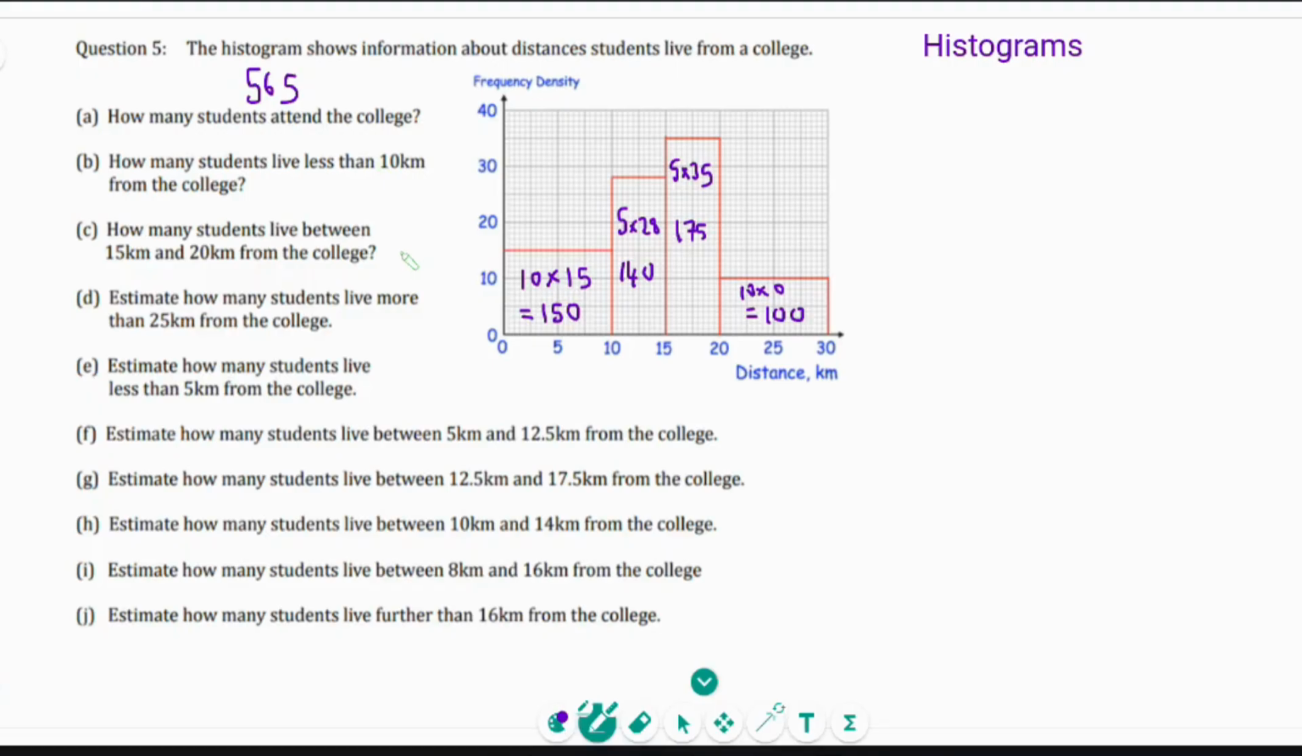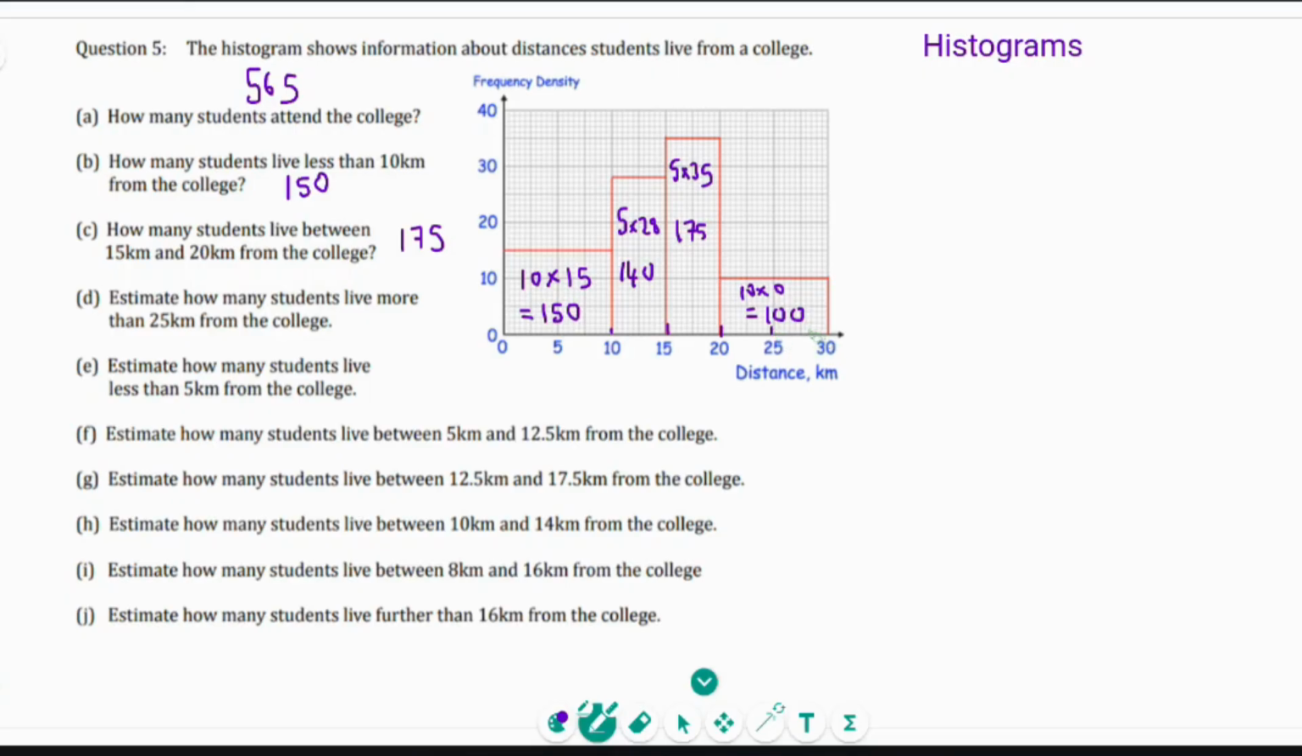Okay, so how many students live less than 10 kilometres from the college? Well, less than 10, 150. How many students live between 15 and 20? So between 15 and 20, 175. Estimate how many students live more than 25 kilometres from the college. Okay, so this is an estimate.